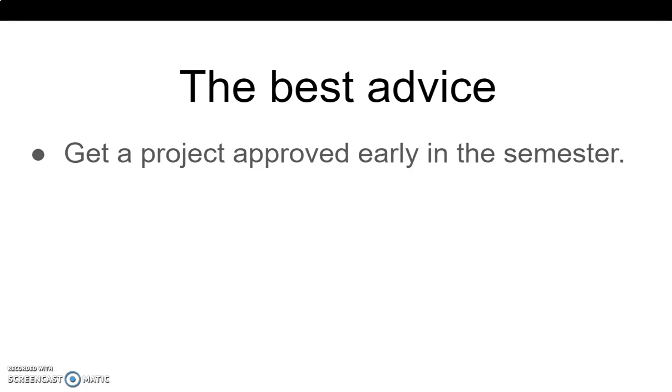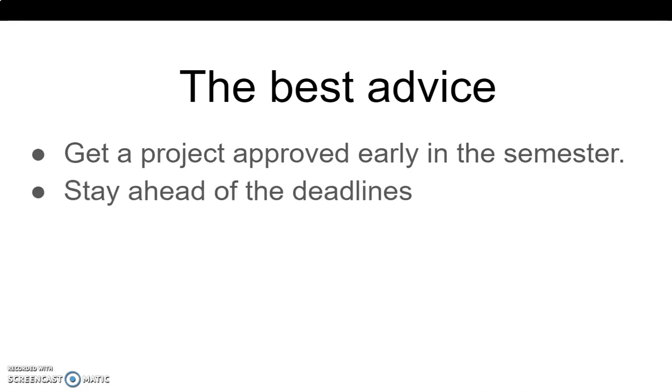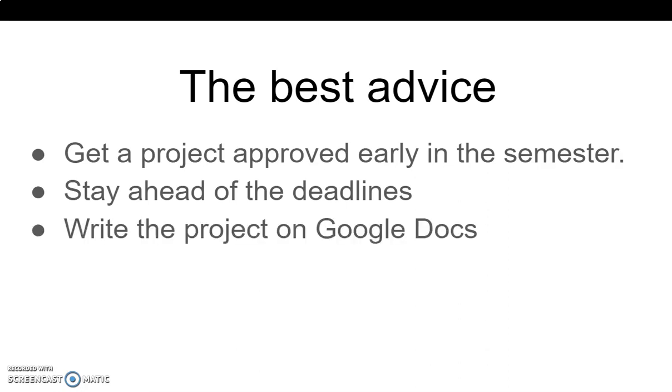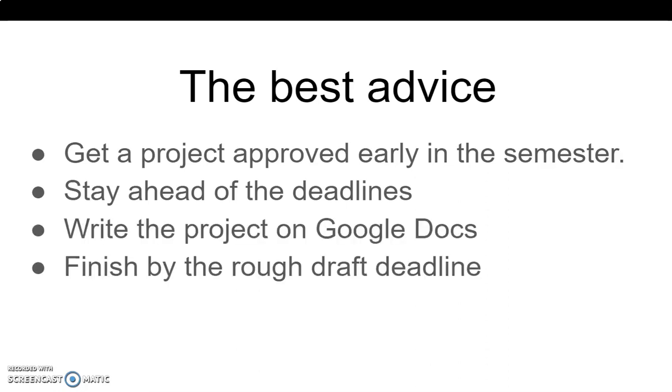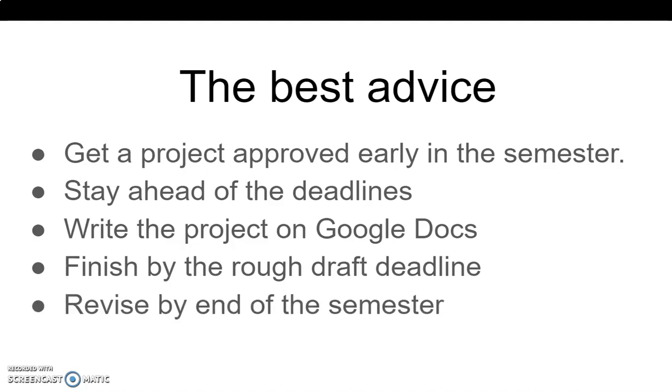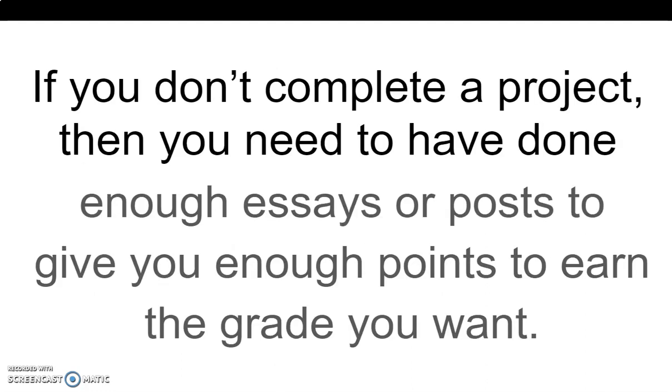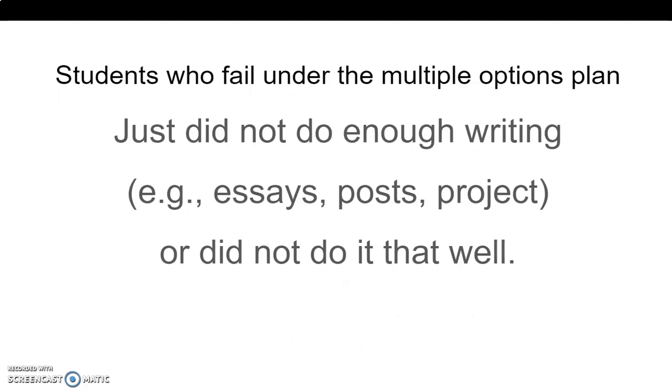If you're going to do a project, get it approved early in the semester, stay ahead of the deadlines, and write that project on Google Documents. Finish by the rough draft deadline, and revise by the end of the semester. If you don't complete a project, then you need to have enough essays or posts to give you the grade that you want. Students who fail under multiple options just didn't do enough good writing or just didn't do it that well.